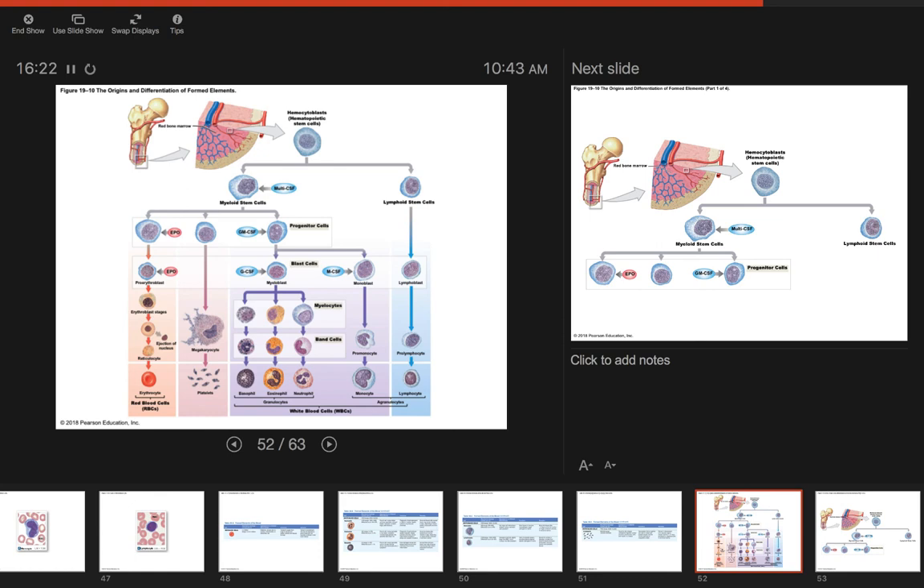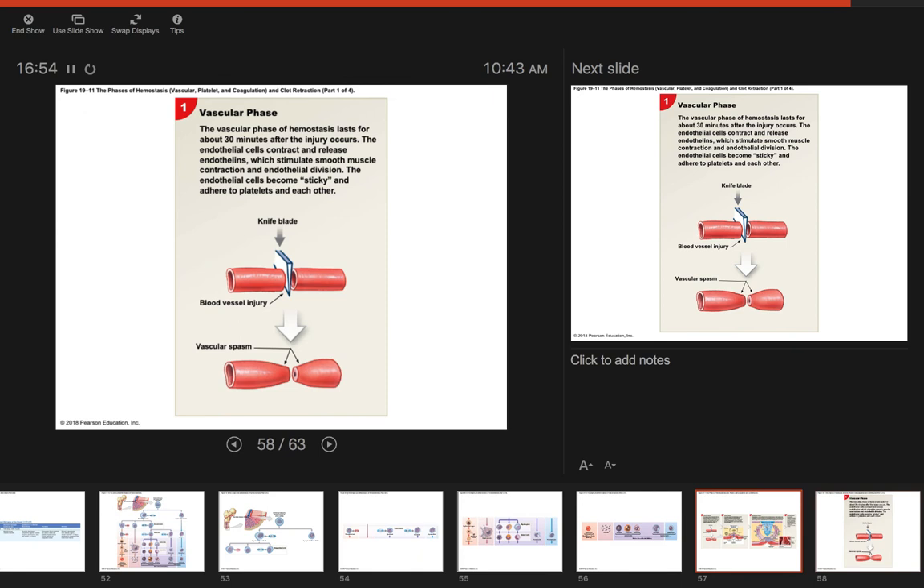The process of making a platelet is called thrombopoiesis. And the process of making white blood cells is called leukopoiesis. And if you're just talking about the lymphocyte, the process of making the lymphocyte is called lymphopoiesis. So poiesis just means production of. The last thing I need to show you then is hemostasis.